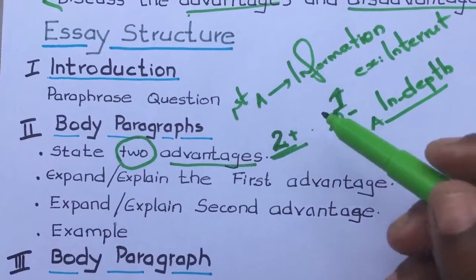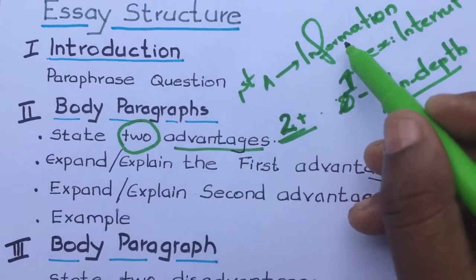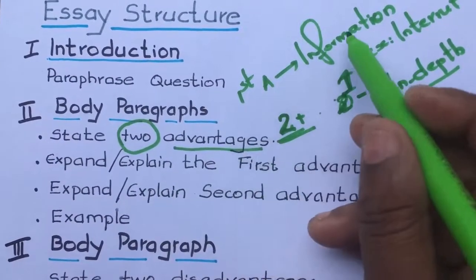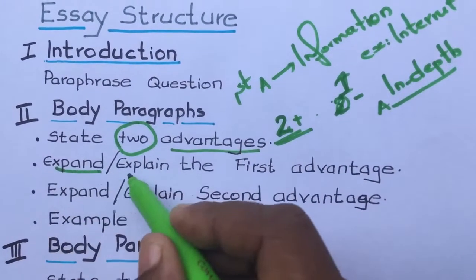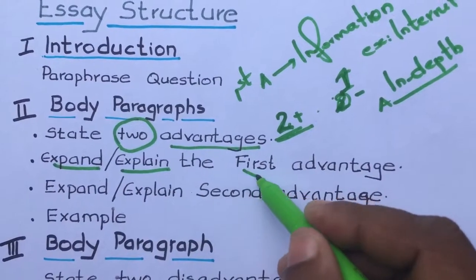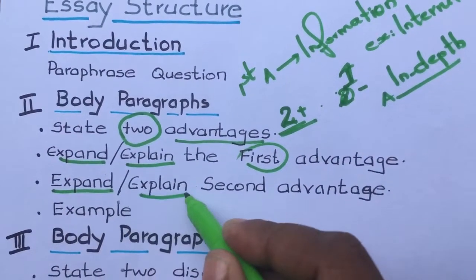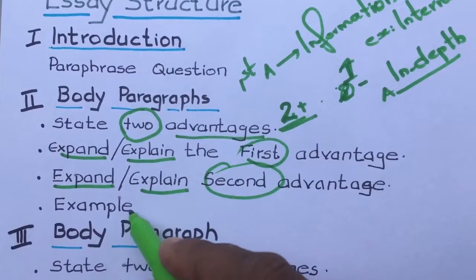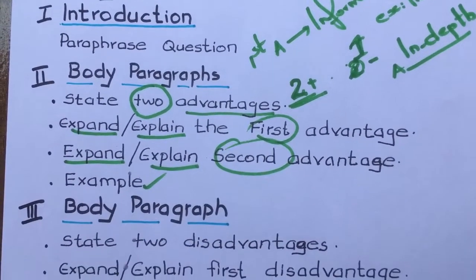You got the topic sentence, and you got two advantages. What we are going to do is expand or explain the first advantage, expand or explain the second advantage, and then give the relevant example. So this is the format.